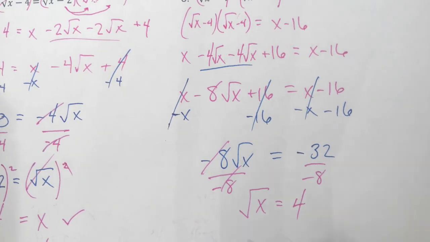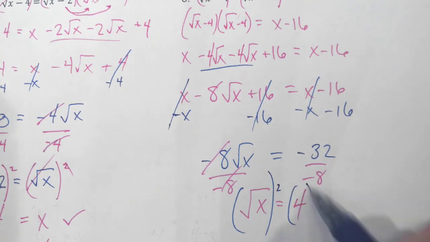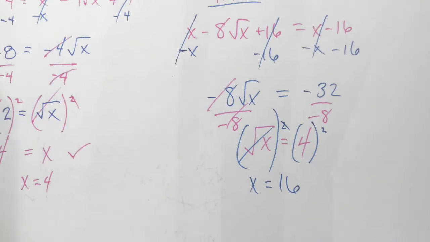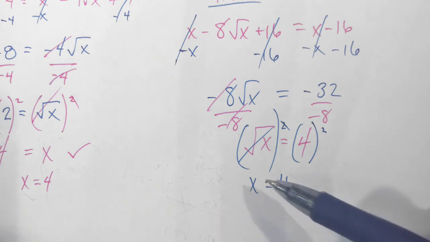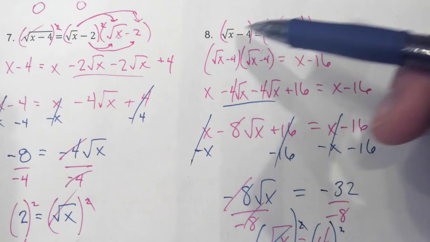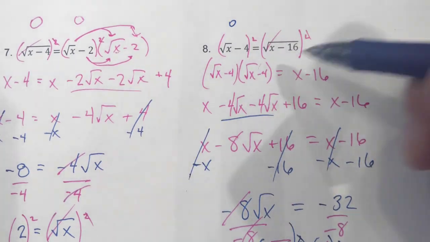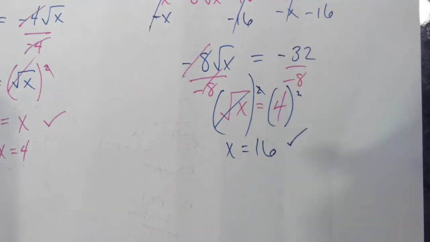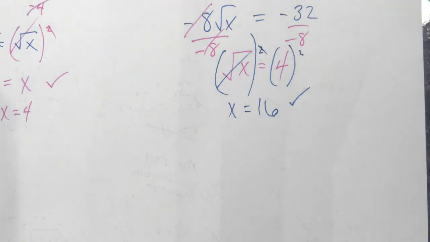From there, you should square both sides. Square and square root cancel, giving you x equals 16. Now we just have to check your solution. Let's see if you got it. Square root of 16 is 4. 4 minus 4 is 0. That one's 0. 16 minus 16 is 0. Square root of 0 is still 0. So this one did check, just like the last one, and 16 was the solution.